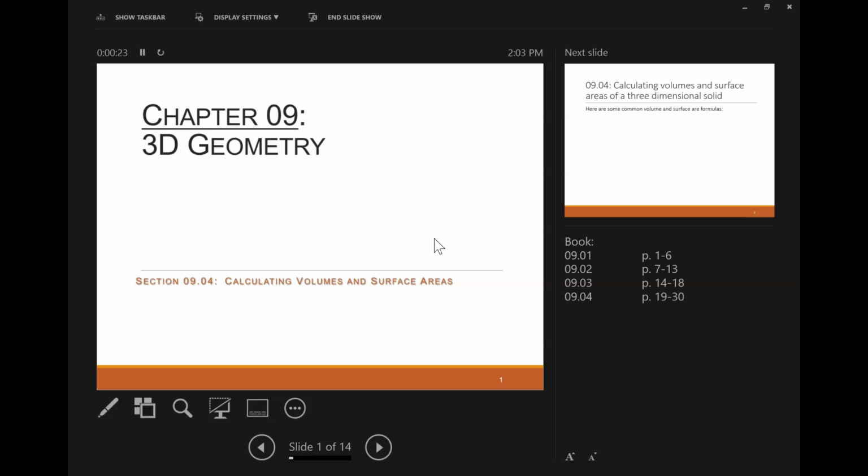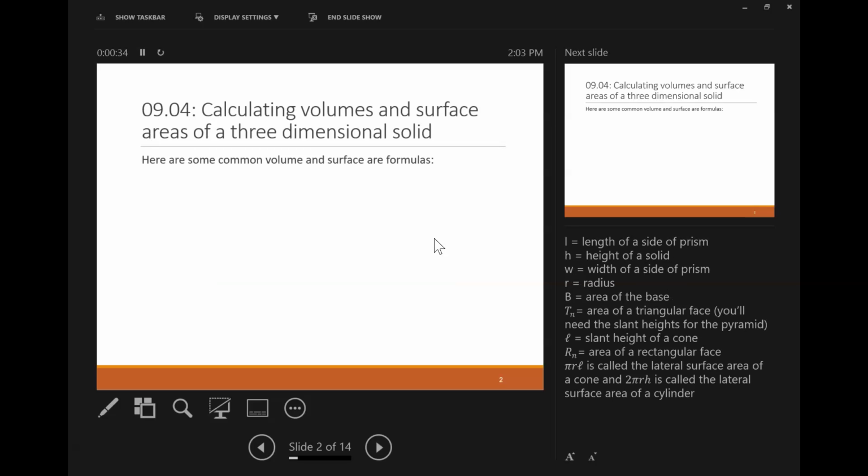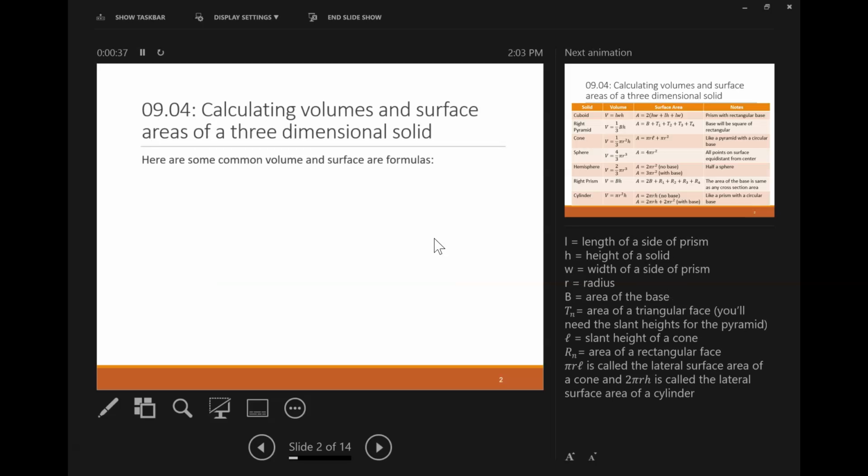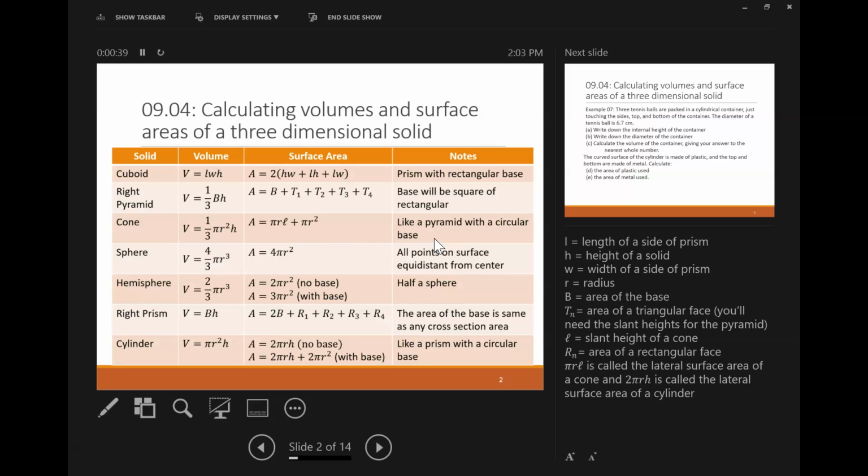Okay. So today we're going to finish up chapter 9 talking about calculating surface areas and volumes. So some common surface area and volume formulas are these. Okay. Do I expect you to memorize these? No. I'm going to give these to you. What do I expect you to be able to know? How to use them, what the letters represent, and then how to use them. Okay?